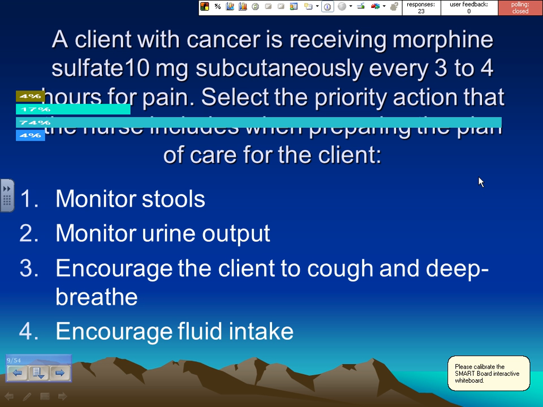Now all of these are going to be part of the plan of care for that patient on morphine, correct? Are we going to monitor stools? Why? Constipation. How about urine output? They could get urinary retention from it. How about fluid intake? Is coughing and deep breathing relevant to this scenario? Why? Right, because morphine can depress the respirations. So in this particular case, coughing and deep breathing is your priority because it involves airway and breathing. May not in some other scenario that doesn't have that problem.